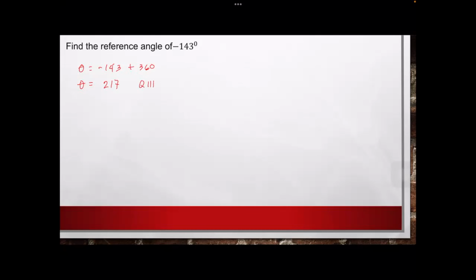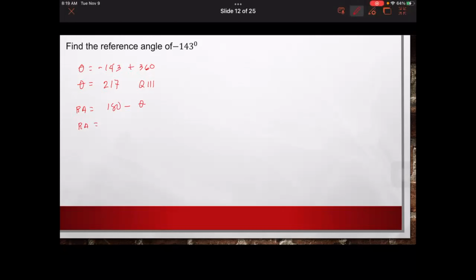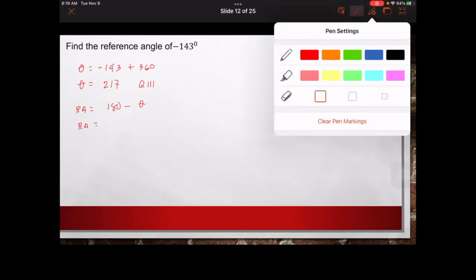Yung 217. Now, yung reference angle natin, what is the formula pag quadrant 3? 180 minus the given angle? Ngayon yung formula natin for the quadrant 3. So therefore, magkakaroon tayo ng reference angle is equal to baliktad. Pag quadrant 2 pala ito.